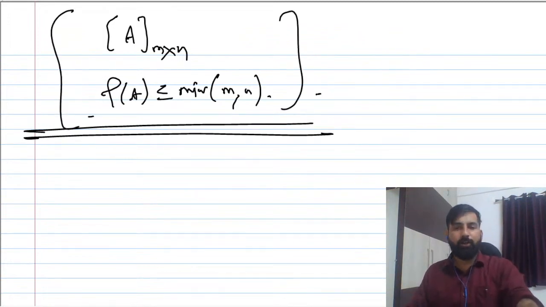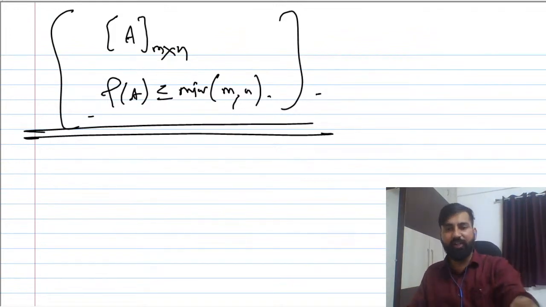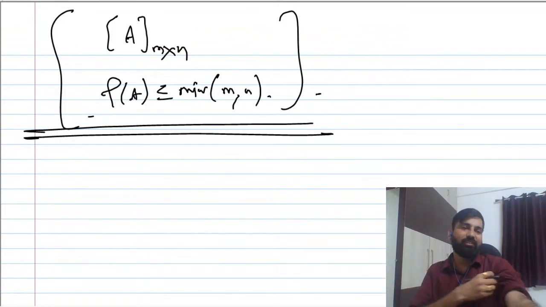Because in most of the sessions you will find that most educators always talk about the rank of the matrix in terms of determinant, right? That is my experience over the past 10 years. So rank in terms of determinant is okay.